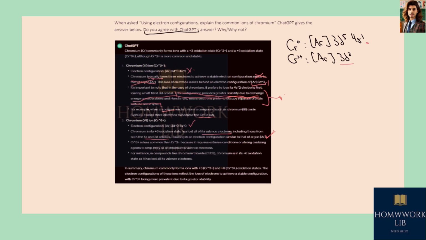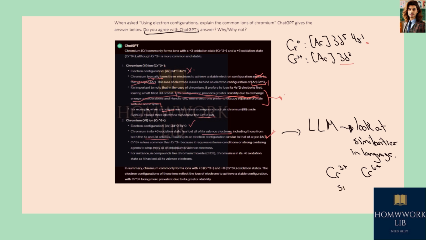And this is going to talk a lot about the fact that large language models are going to look at similarities in language. Thus, it is hard for it to differentiate the explanation for chromium 3 plus and chromium 6 plus. It tells you that both of them are going to have an electron configuration similar to argon.